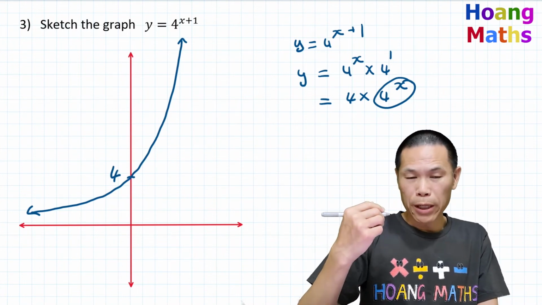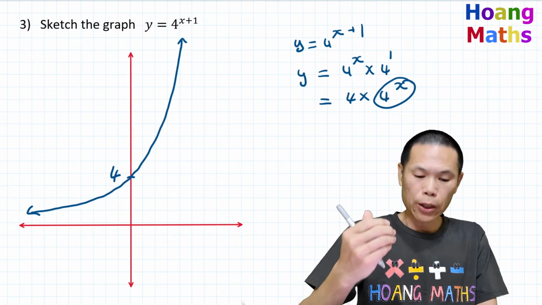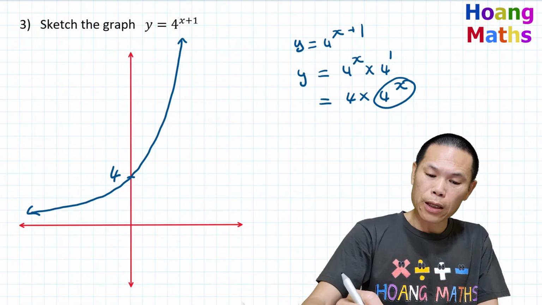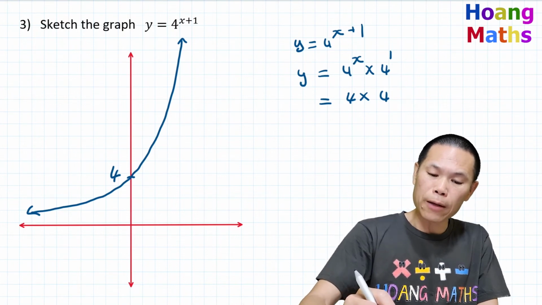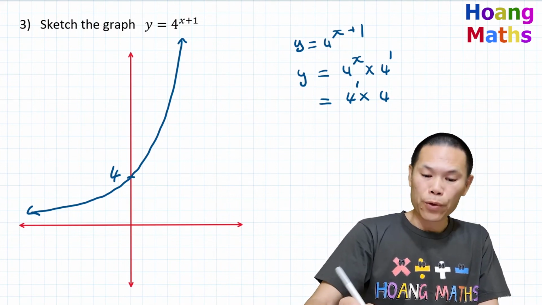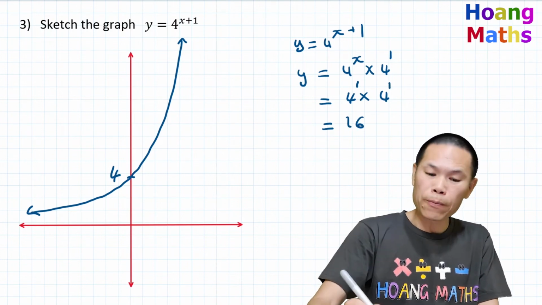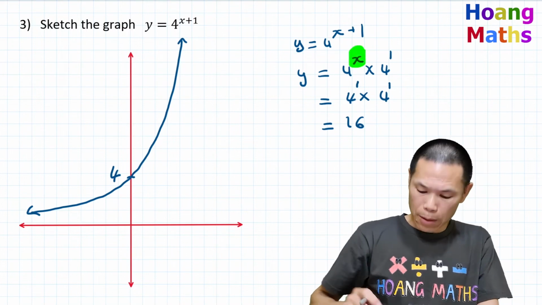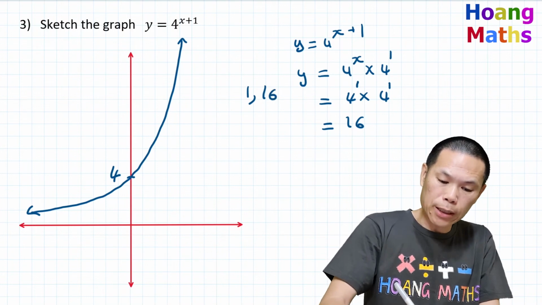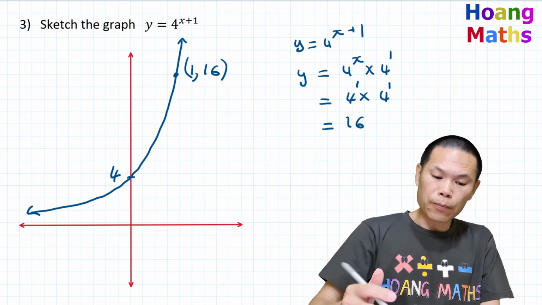Now we pick any point you like. You can pick 1 or 2 or -1, -2, and so on. It's easier if I locate the point x equals 1. So when x equals 1, this becomes 4 to the power of 1 times 4. So 4 times 4 is 16. So the point is (1, 16), roughly here. So that will do.